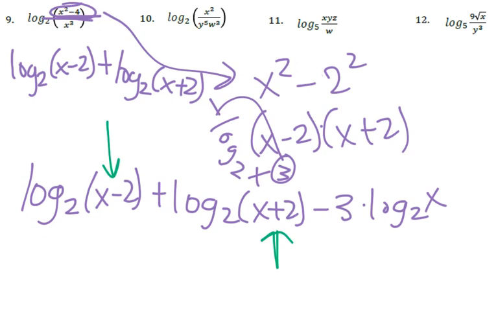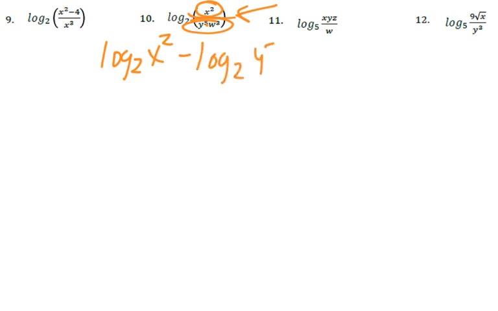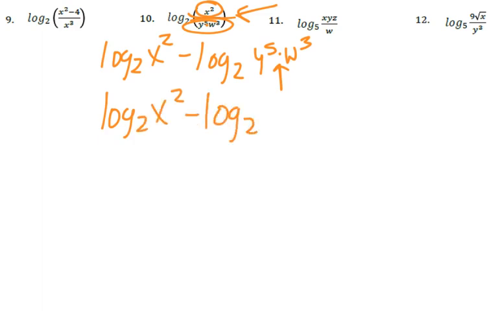Okay, so they can get pretty complex on these ones, can't they? So looking at 10, I've got an x squared up here minus these guys who are times. So the quotient rule says I'm going to have log base 2 of x squared minus these guys, log base 2 of y to the 5th times w cubed. Now these ones I can use the product rule for, so I get log base 2 of x squared minus log base 2 of y to the 5th plus log base 2 of w cubed.